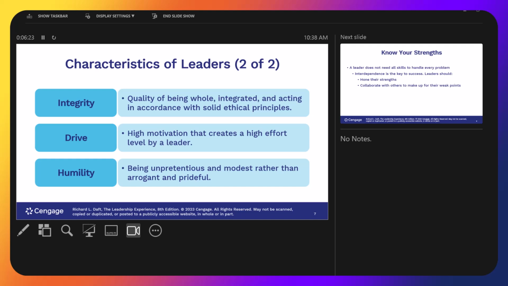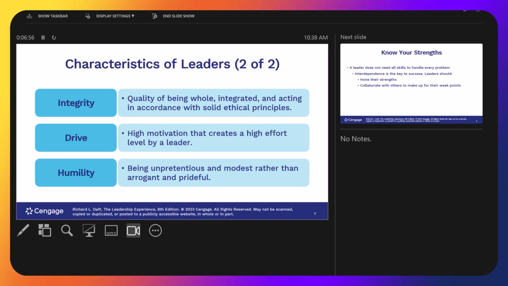Drive: high motivation that creates a high effort level by a leader. Good leaders have high motivation and they have drive. If quitting time is at 5 o'clock and they have 45 minutes to go to finish something, they'll stay 45 minutes to finish it. And they will expect you to do the same thing too. What you find sometimes is you have highly motivated leaders and they don't have highly motivated people working for them. And that can be an issue.